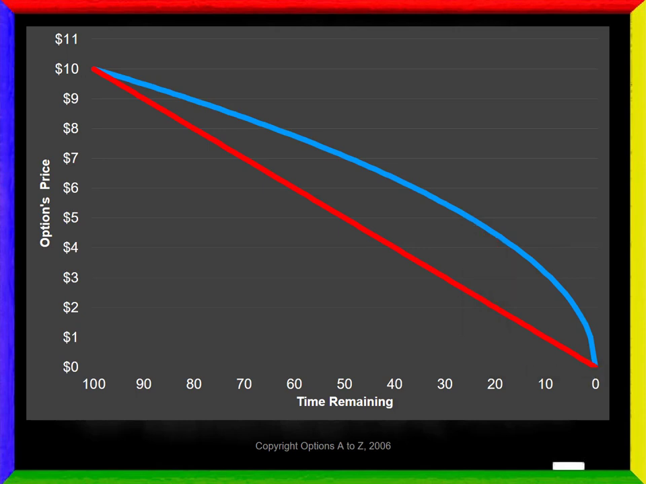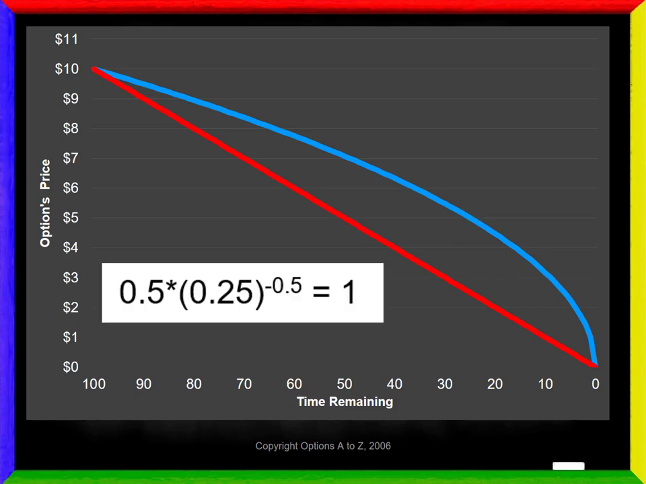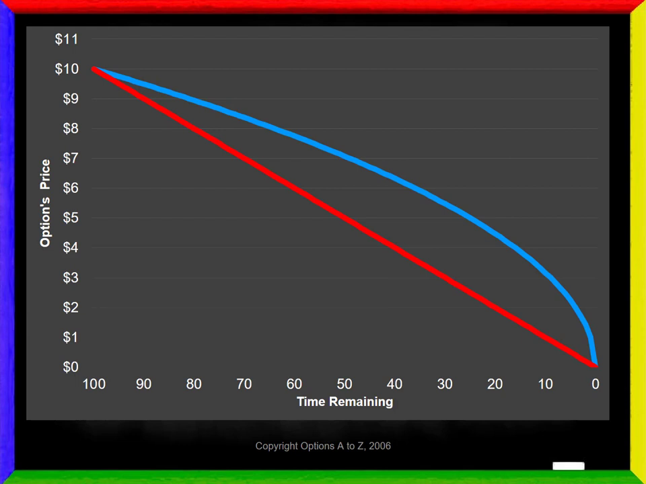Now, for those of you with a calculus background, if you want to get a little more technical, you'll recognize that the first derivative of a square root function at that very narrow point of 0.25 is 1. And that means that our square root pricing here in the blue curve is behaving exactly like linear pricing when 25% of the time remains. Beyond that point, in other words, closer to expiration, your option will begin decaying at a faster rate than you observed during the first 75% of its life.